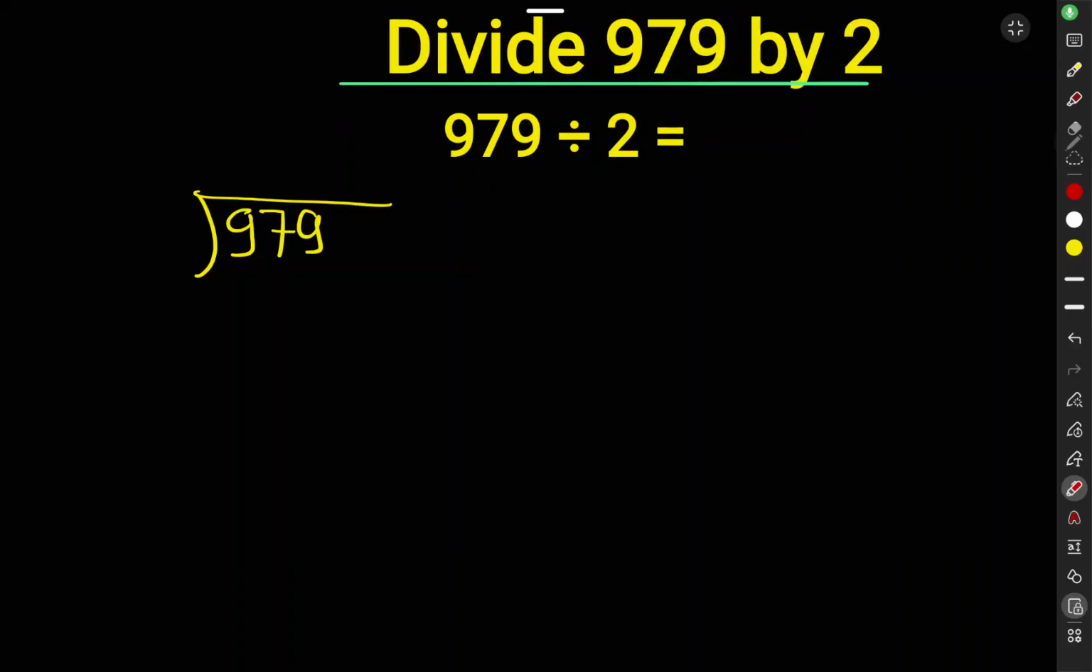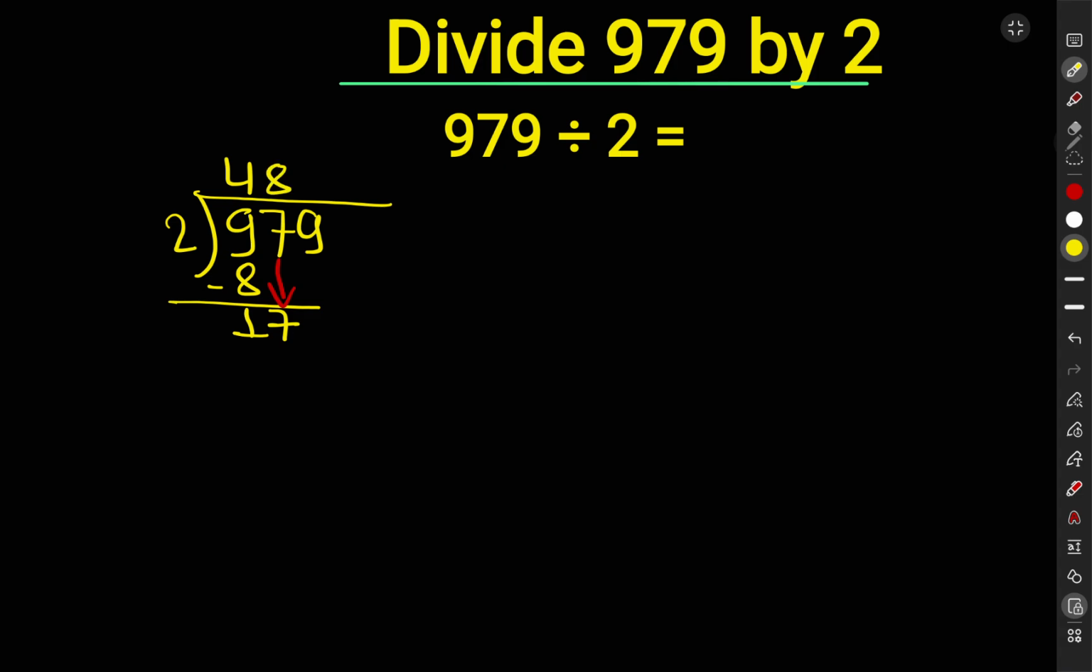Here we divide 979 by 2 in a long division method. So 2 times 4 is 8. On subtracting we get 1. So now we put down this 7 and it is 17.